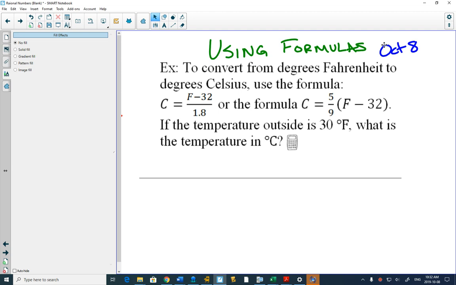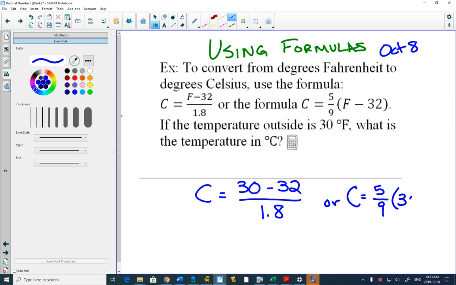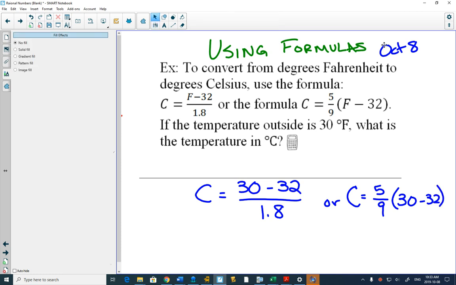So if the temperature outside is 30 degrees Fahrenheit in the US, is that warm or is that cold? Okay, so what we can do is you take the temperature in Fahrenheit and you plug it into your formula where the F is. So if you're using this formula, you'd have 30 minus 32 divided by 1.8. Or you could plug it into the other formula, which is 5 divided by 9 times 30 minus 32. So we're going to go to our calculator and see what happens when we do this.